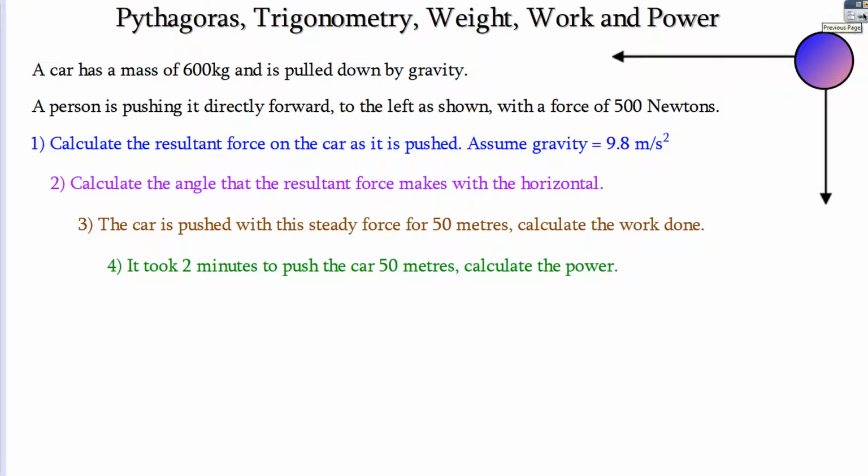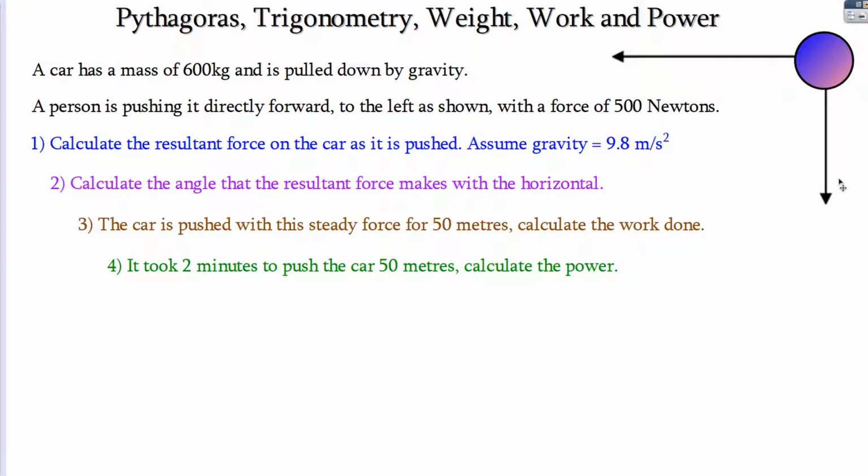So Pythagoras and trigonometry, weight, work and power, all kind of rolled into one, if you like. So a car has a mass of 600 kilograms. And so this is the car. I've put it as just a point, basically. Pulled down by gravity. It has a mass of 600 kilograms.